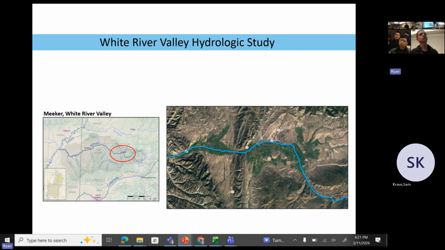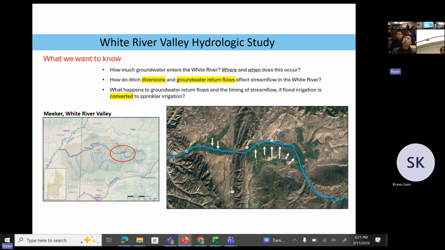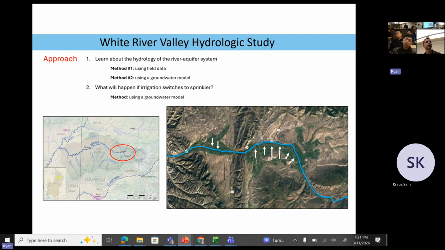All right, so again, White River. So what we think is happening, and this is a few years ago before we started the study, we thought that a lot of that groundwater that's recharged from irrigation is going to flow back to the river here in the Agency Park from south to north and here from north to south in the Powell Park area. So how much groundwater enters the White River? Where and when does this occur? How do ditch diversions and groundwater return flows affect stream flow? What would happen if you convert to sprinkler irrigation?